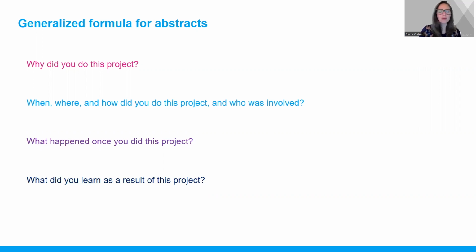The next step is where you tell the when, where, why, and how you did the project, and also who was involved. The next step is where you tell everyone what happened once you did the project. And the last step is that you tell your audience what you learned and what your takeaway messages are as a result of the project.